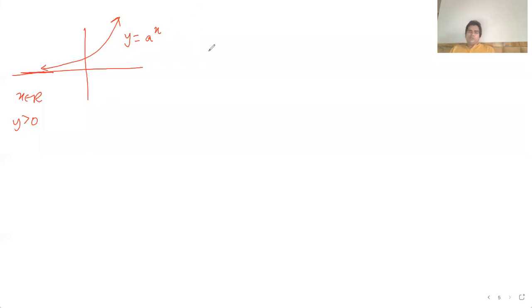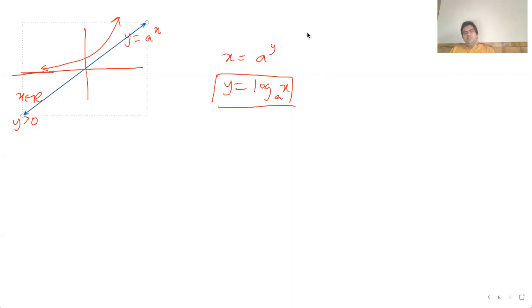Now, if you find the inverse of this function, you get x equals a to the power y. And if you make y the subject, you get log x to the base a. So you can see that this exponential function and logs are basically the inverse of each other. So as we know, if you draw the graph of an inverse function, it is a reflection in the y equals x line.